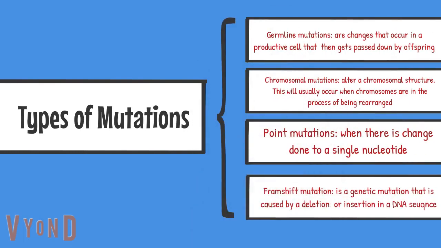Now let's talk about types of mutations. The first one is germline mutations, which are changes that occur in a reproductive cell that then get passed down by the offspring. Our second example is chromosomal mutations, which alters a chromosomal structure. This will usually occur when chromosomes are in the process of being rearranged. So, this example could be the cystic fibrosis.